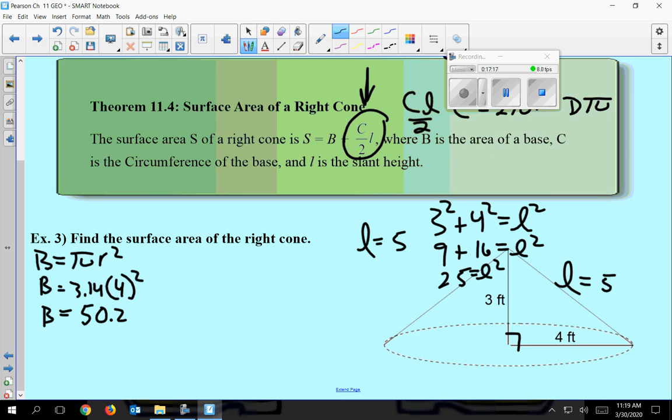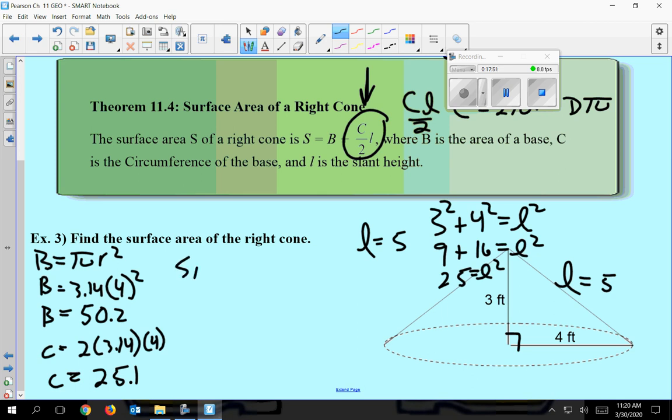I'm also going to have to get the circumference of that. So I'm going to get 2 times pi times the radius. The radius was 4 again. And that should get you about 25.1. Doing a little bit of rounding on both of those. So now I got all the pieces I need. I got the lateral height, the area of the base, the circumference of the base.